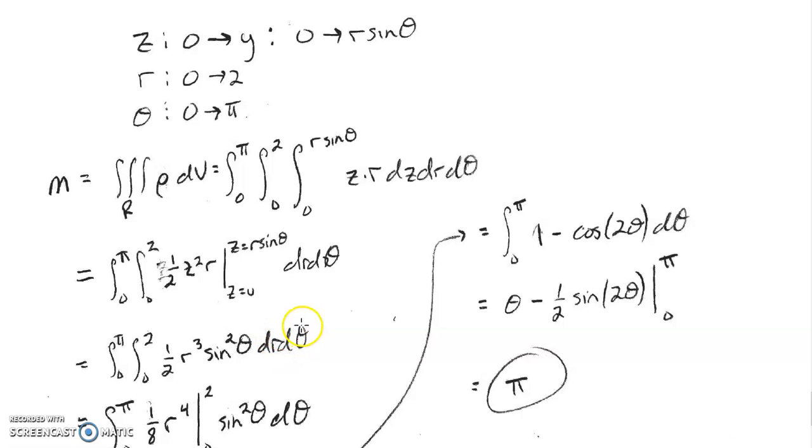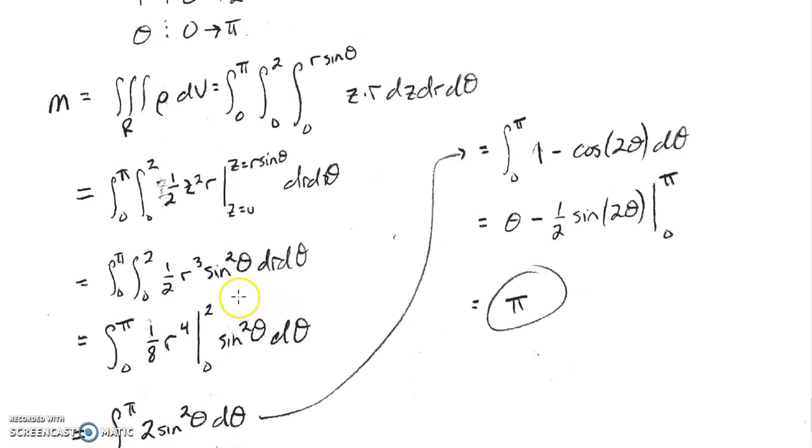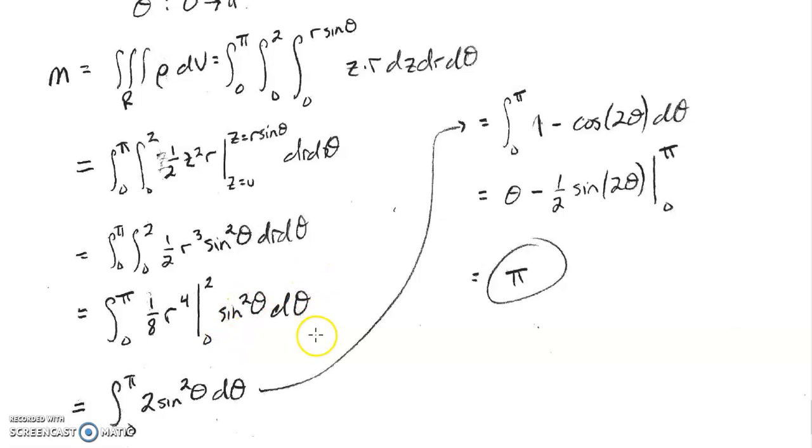Next level of integration I'm going to do is the r's. You could do it in either order, actually. But that gives me power rule: 1/8 r to the fourth evaluated from 0 to 2. The sine squared theta I moved out of the way because it's not dependent on r at all, but I left it inside of the outer integral. This evaluates nicely to just a 2. So I get 2 sine squared theta d theta integrated from 0 to pi.